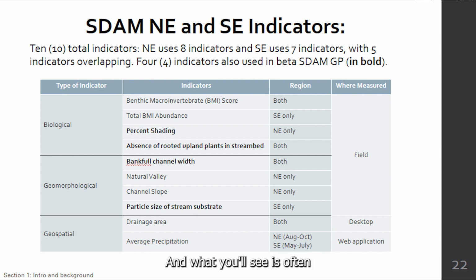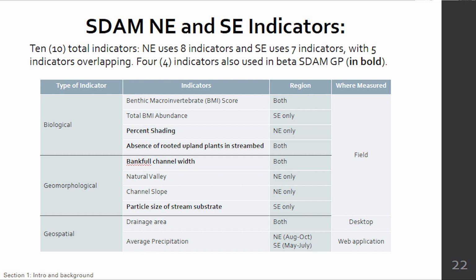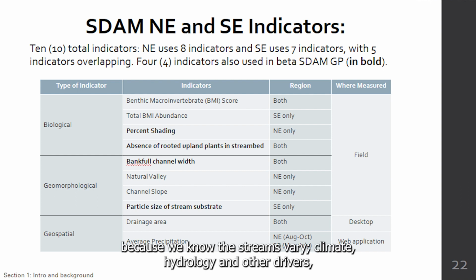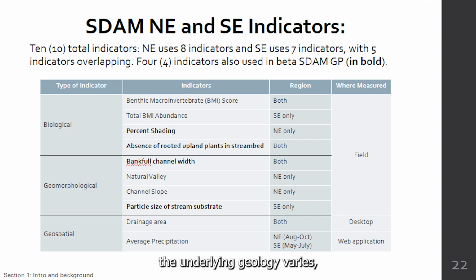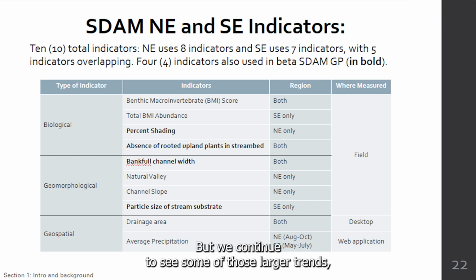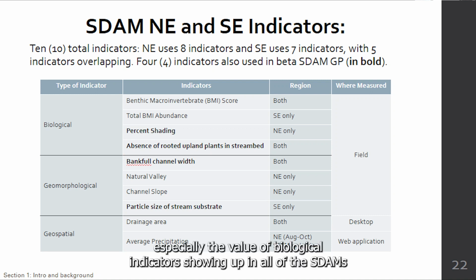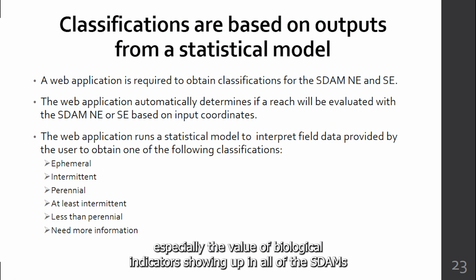And what you'll see is often adjoining regions for SDAMs have similar methods. So they share some indicators, but not all of their indicators. And that's why we've been developing these methods on a regional basis, because we know streams vary: climate, hydrology, and other drivers. The underlying geology varies, biological communities even vary. And so we develop these on a regional basis so it can be as accurate as possible, but we continue to see some of those larger trends, especially the value of biological indicators showing up in all of the SDAMs across the country.